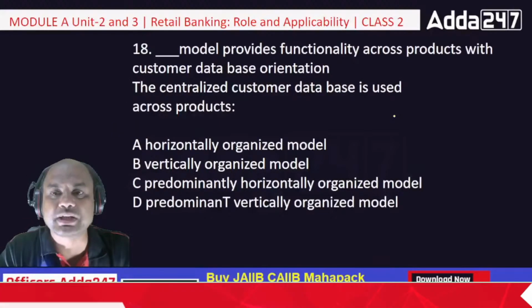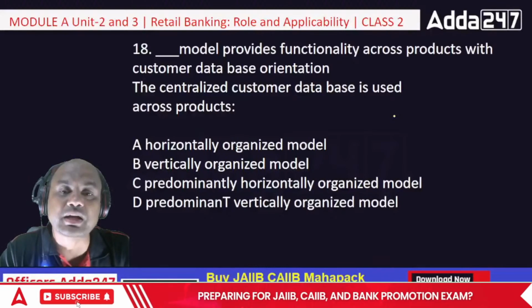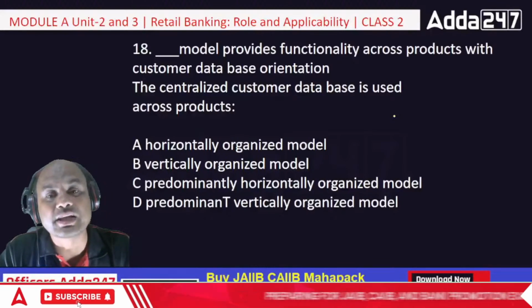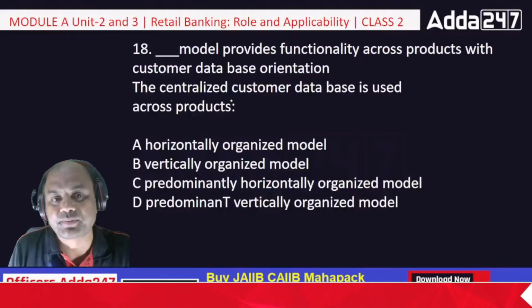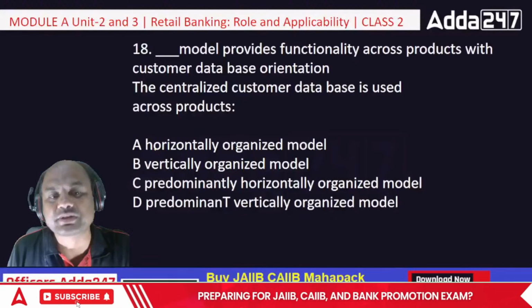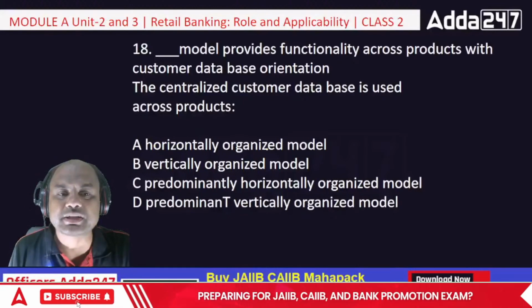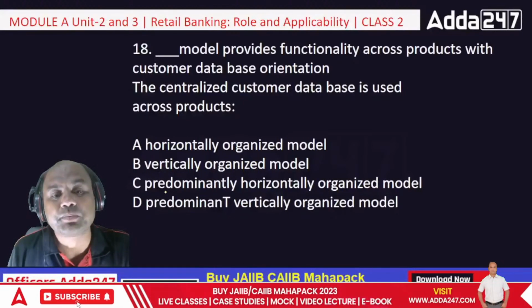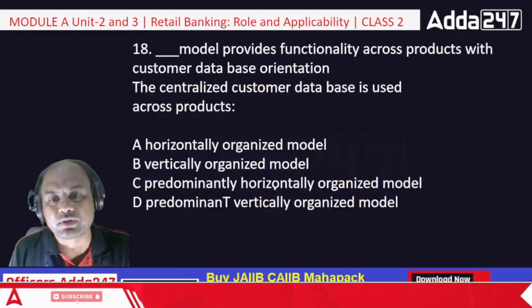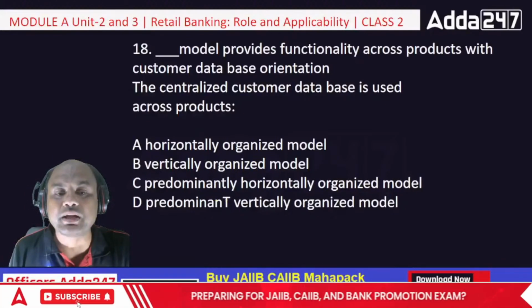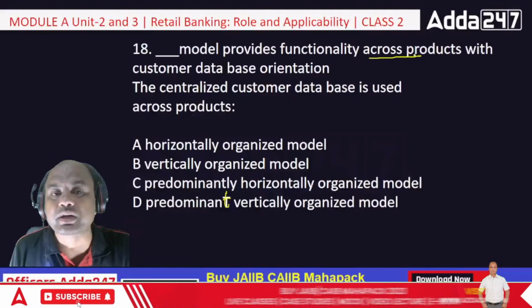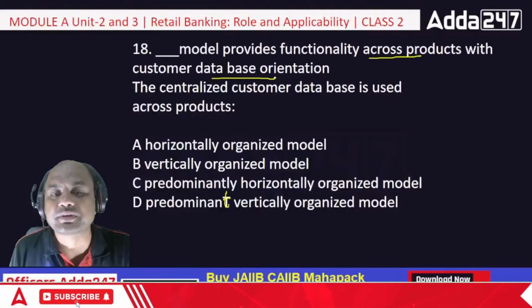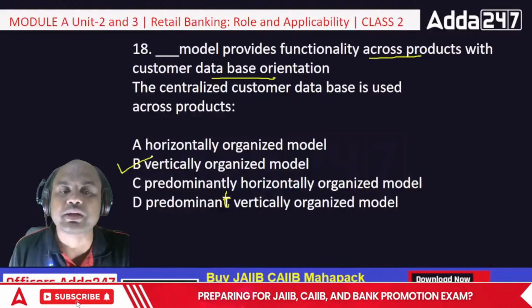The dash model provides functionality across the products with customer database orientation. The centralized customer database is used across the products. Now, what do you mean by this? I'll give you the answer first. Let's see the options: horizontally organized, vertically organized, PH, predominantly horizontally organized, and PV, predominantly vertically organized. Which model follows functionality across the products with a common customer database? This is followed in vertically organized.